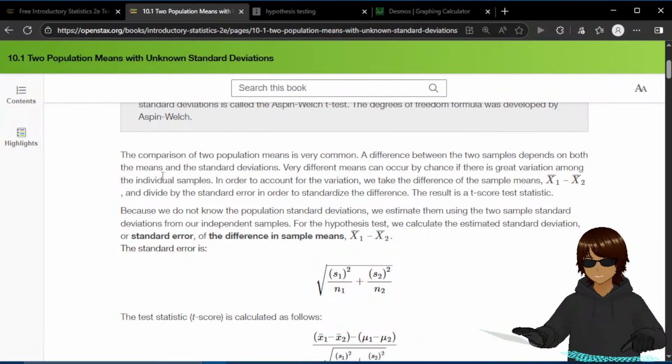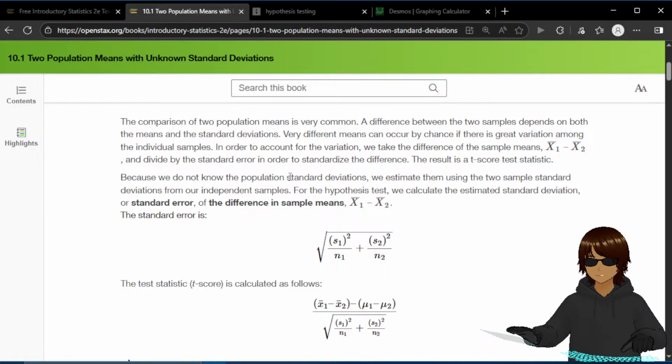Comparison of two population means is very common. A difference between the two samples depends on both the means and standard deviations. Very different means can occur by chance if there is a great variation among the individual samples. In order to account for the variation, we take the difference of the sample means, x1 minus x2, and divide by the standard error in order to standardize the difference. The result is a t-test statistic.